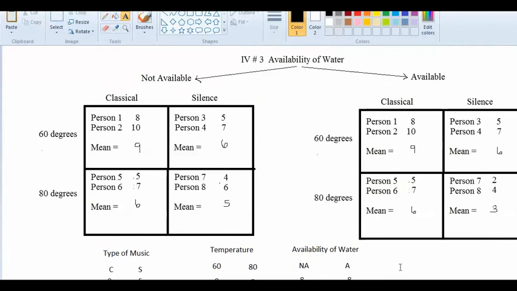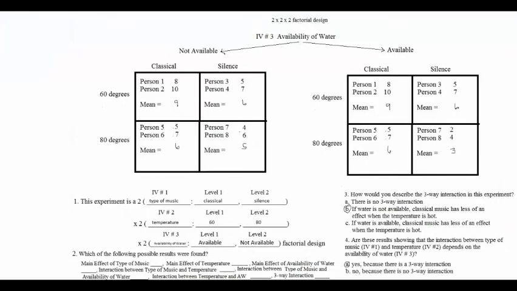Now what I asked for over here was the interactions between pairs of independent variables, interactions between two independent variables. And I'll show you what I mean. We wanted to look for an interaction between type of music and temperature, an interaction between type of music and availability of water, and an interaction between temperature and availability of water. So an interaction between IV1 and IV2, an interaction between IV1 and IV3, and an interaction between IV2 and IV3. I'll show you how we can find out which of these were in our data set.